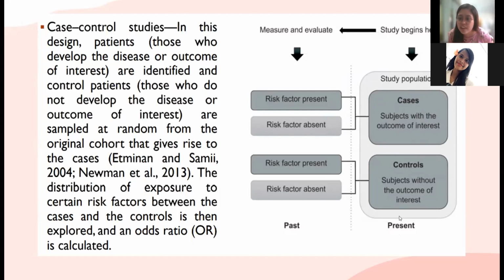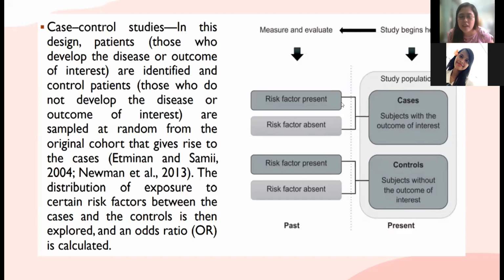Now for the control, subjects without the outcome of interest. So ito naman yung mga taong na-identify mo at present time na walang diabetes. So actually si case control study mo rin siya og retrospective na balikan mo sa past. So take note of the arrow, balik ka, measure and evaluate the past. But this is specific sa factors, risk factors. So pag binalikan mo itong mga taong nagkaroon ng diabetes, titingnan mo ngayon ano yung mga risk factors nila na present, ano yung mga risk factors na absent. And ganun din ang gagawin mo sa control group mo.